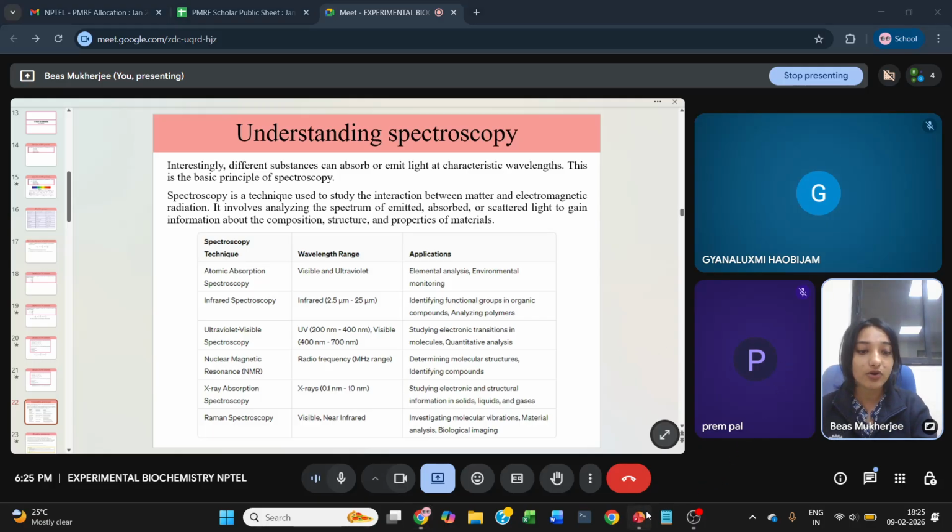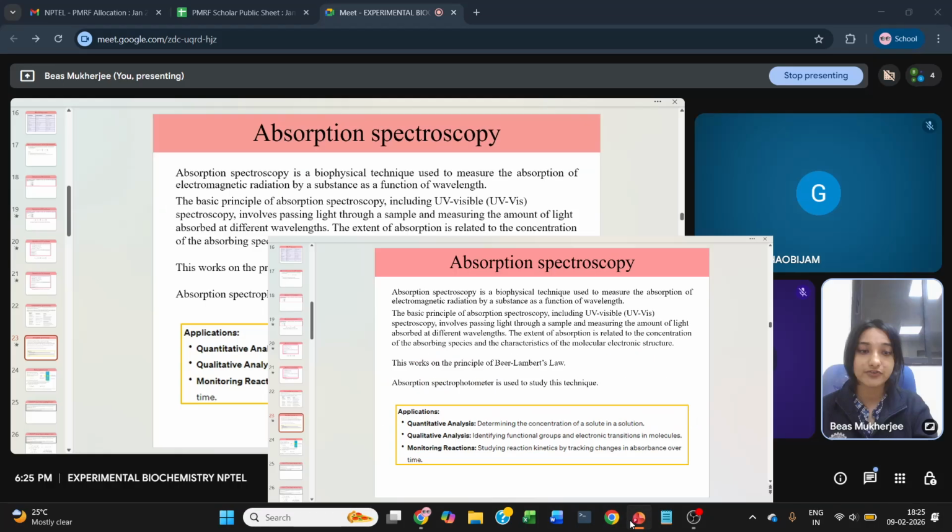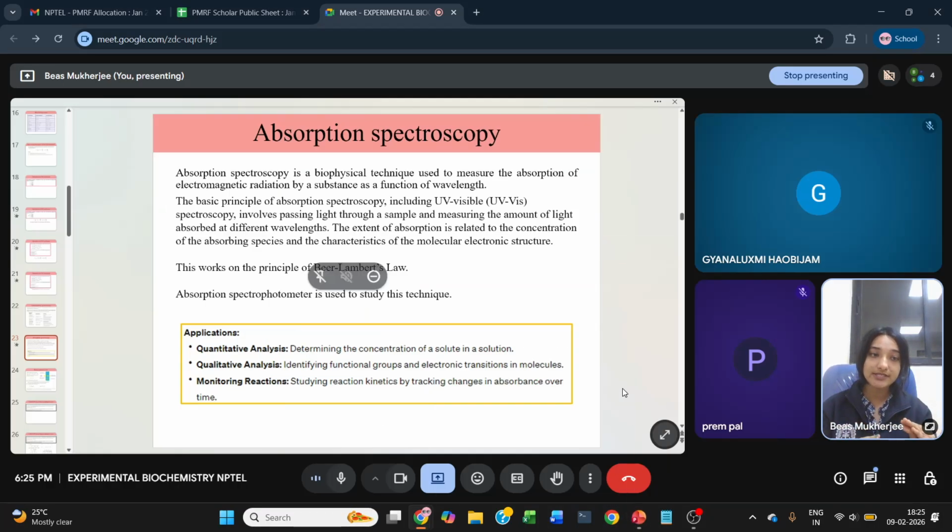We'll start talking about absorption spectroscopy first. Absorption spectroscopy is the simplest, but there is always one question from the Beer-Lambert law. You can consider this under UV visible spectroscopy also, as this works on absorption spectroscopy. Now let's try to understand Beer-Lambert's law. Absorption spectroscopy is a biophysical technique used to measure the absorption of electromagnetic radiation by a substance as a function of its wavelength. The basic principle of absorption spectroscopy includes UV visible spectroscopy.